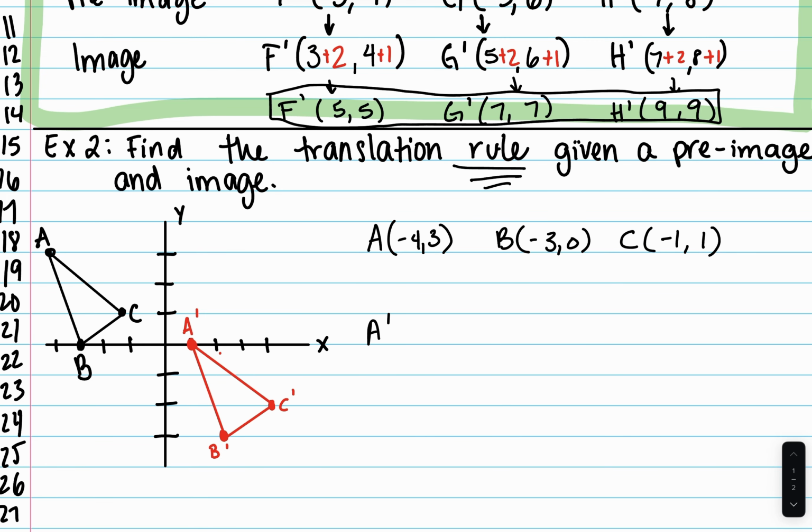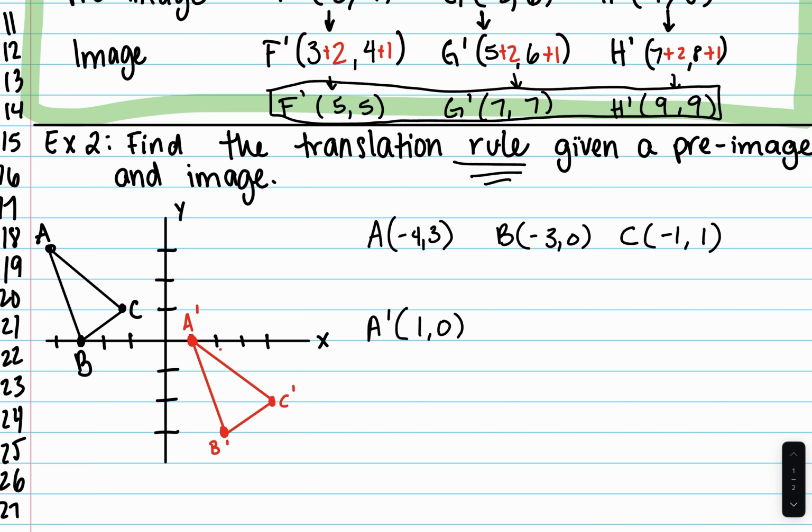Put some space in the middle. A prime is at 1, 0. B prime is at 2, -3. C prime is at 3, -2. Okay, let's see what happened to my A prime. So if we start at -4, how do we get to 1?